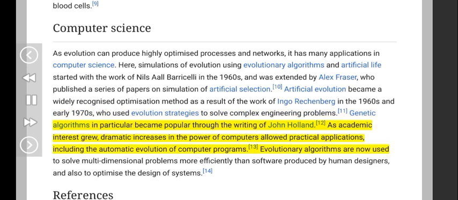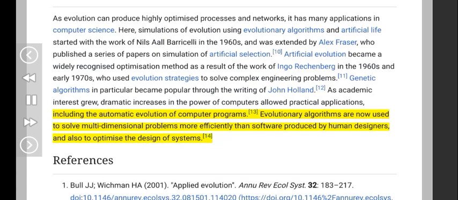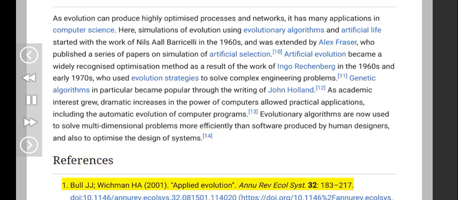As academic interest grew, dramatic increases in the power of computers allowed practical applications, including the automatic evolution of computer programs. Evolutionary algorithms are now used to solve multidimensional problems more efficiently than software produced by human designers, and also to optimize the design of systems. References. Bull J.J., Wichman H.A., 2001.